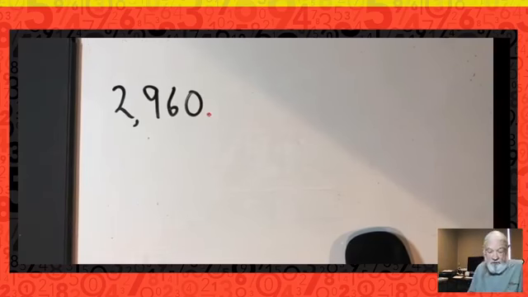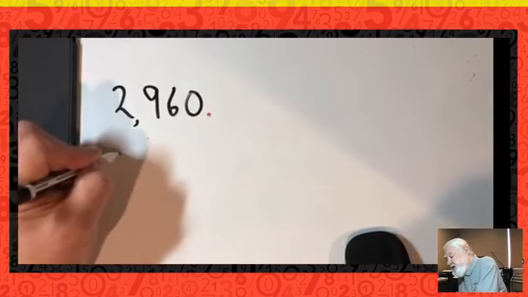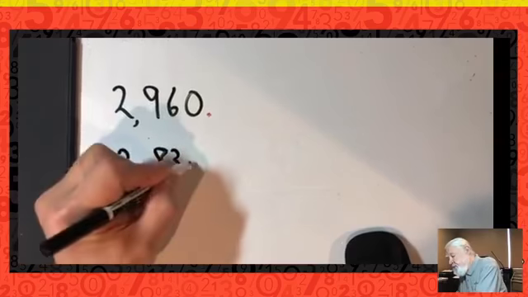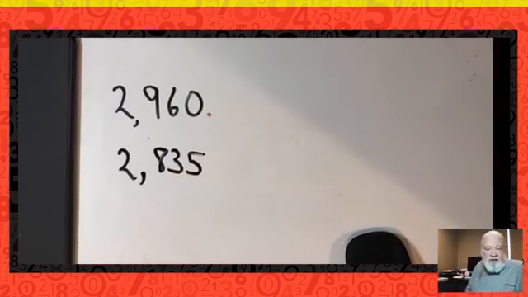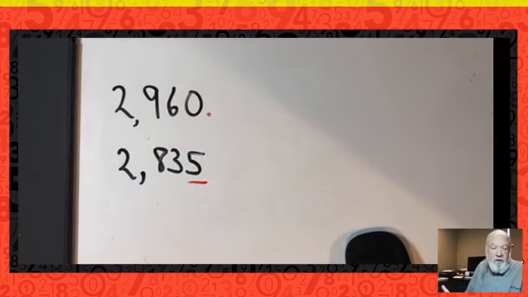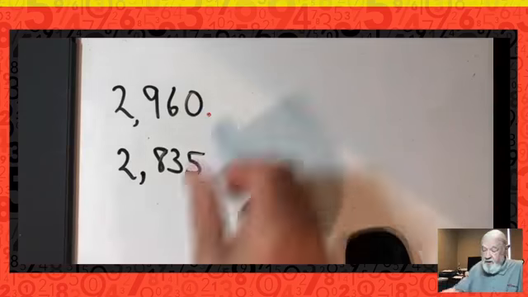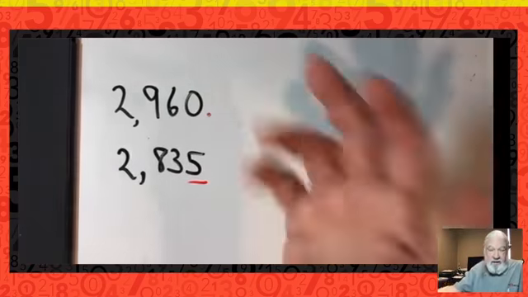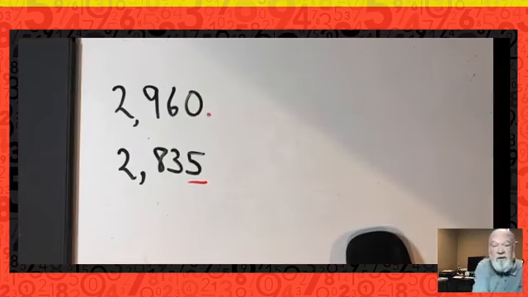But what if I changed it to this? And ask the same question, is this number divisible by 5 or is it divisible by 10? Well, this time the ones digit, the last digit, is a 5, which means that 5 goes into it. But it's not a 0, so 10 does not. So for here, both 5 and 10 go in. For here, just 5. And that'll happen from time to time.